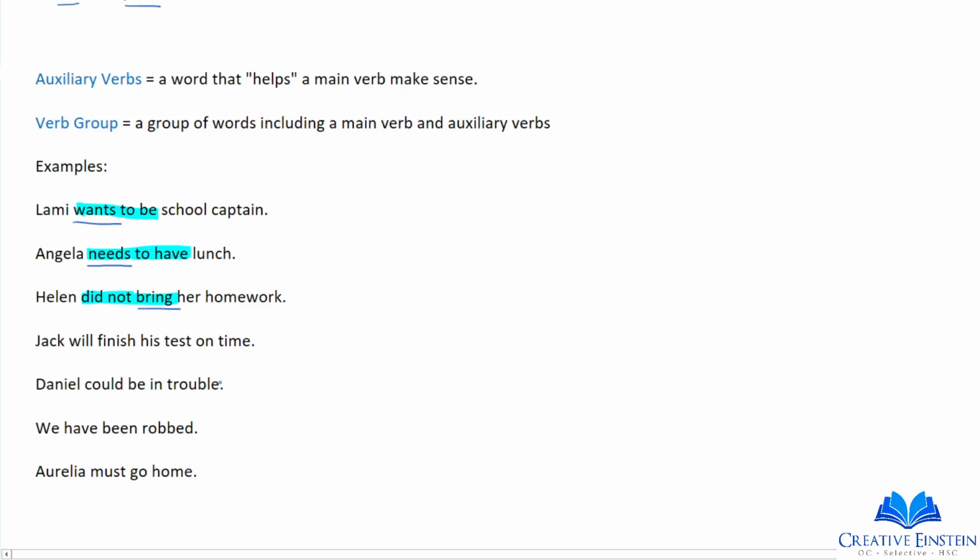Jack will finish his test on time. So Jack will finish. That is our main verb, which means our auxiliary would be will finish. Will finish is our verb group.